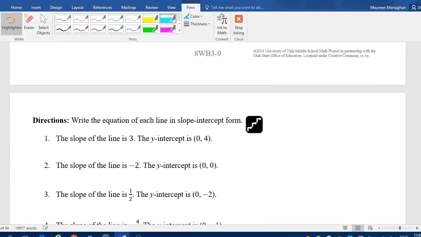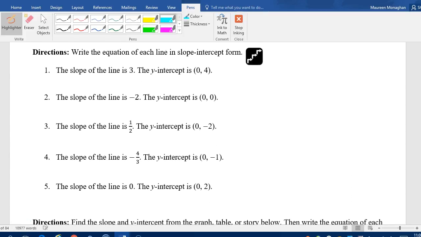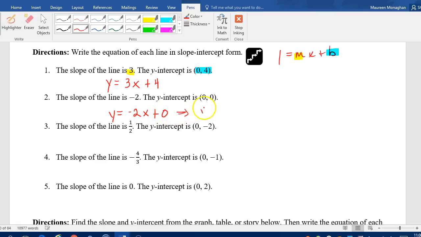Okay, let's go ahead and try some of these. Write the equation of each line in slope-intercept form. All right, so let's review y equals mx plus b. Let's just have it here. This is slope, and this is our y-intercept. Okay, so here's our y-intercept, and here is our slope. So all we have to do is insert the slope where it goes and the y-intercept. The slope of the line is -2, and remember your x, and the y-intercept is 0. So I would clean that up. I would just write it as -2x.